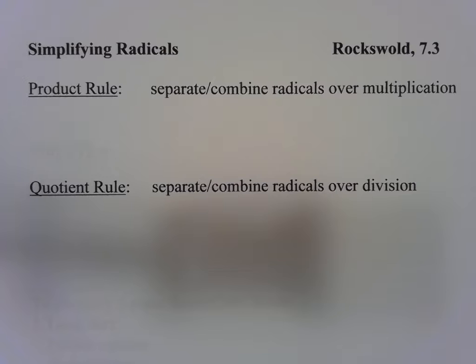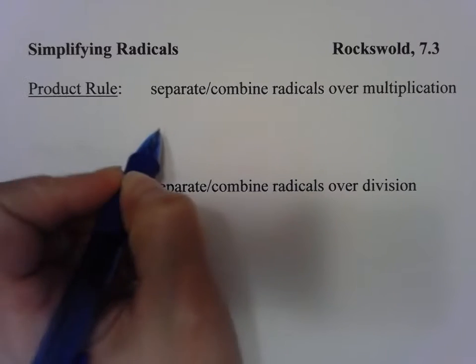In this video, we're going to talk about simplifying radicals. To simplify a radical, we need to use either the product rule or the quotient rule. So for square roots and cube roots or any kind of radical, we have the product rule, which allows us to separate or combine radicals over multiplication.